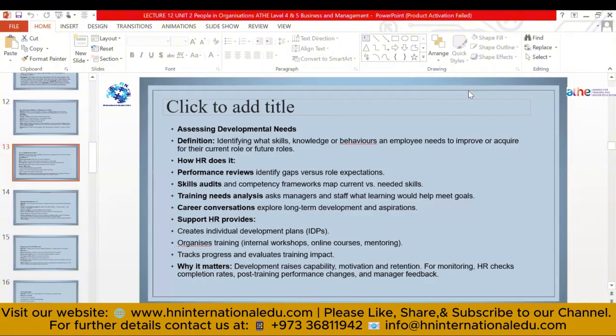So how does HR do it? Performance reviews, identifying gaps versus role expectations. If you think there is a gap in the organization and you want to fulfill it through an employee, then you need to go by the expectations as well. Skills audit, where competency frameworks map and further assess the skills. If you need skills which are lacking in your organization, then you can always train the employees. Training needs analysis.